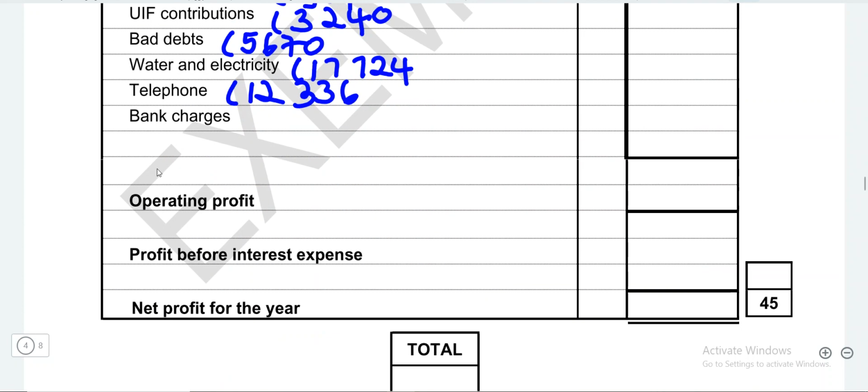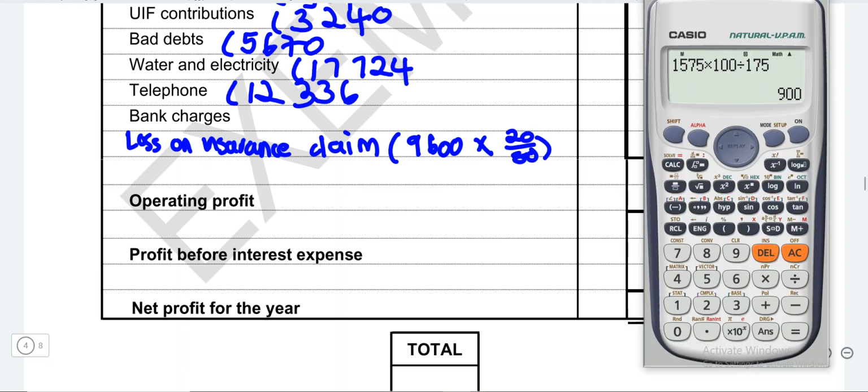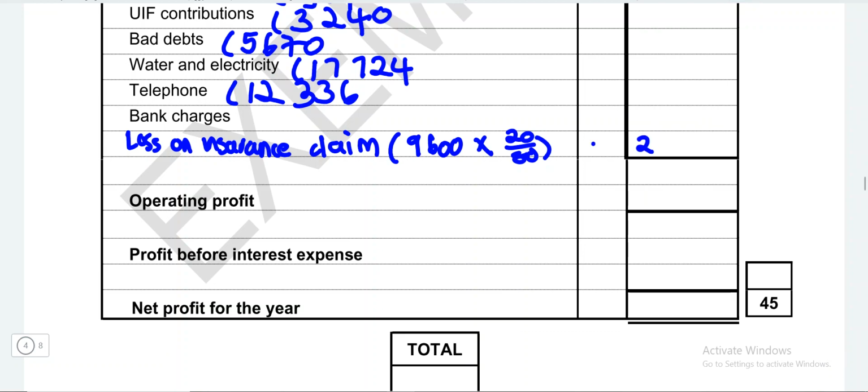So remember, loss on insurance claim is an expense. So we're going to say loss on insurance claim. Then we are going to say 9,600, which represents the 80%. We're going to multiply it by 20 over 80. Remember, the Cremora method says what you want on top, what you're given at the bottom. So let's do it quickly. 9,600 multiplied by 20 divided by 80, which is 2,400. So we are going to write that 2,400 here as our loss on insurance claim.